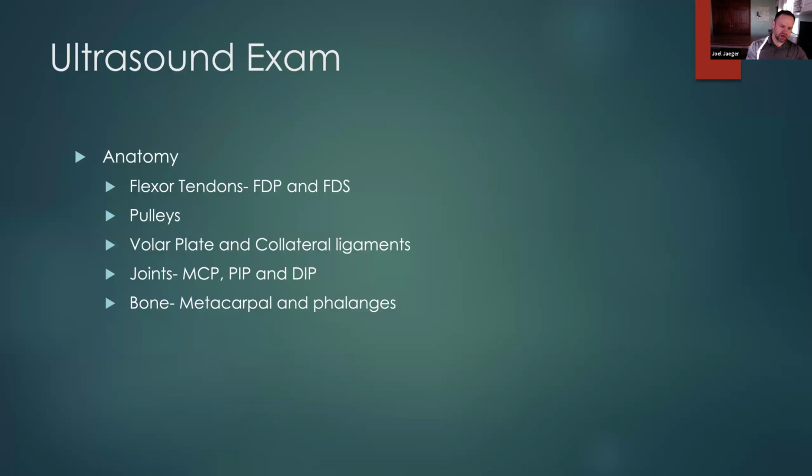And then while we're in this area, we're also going to want to take a look at the joints, our MCP, PIP, and DIP. And then we wouldn't want to miss any kind of cortical step-offs or any kind of other bony pathology. And I think this is something that should always be included in a protocol. You want to train your mind to catch these things, because it's something you don't want to miss.